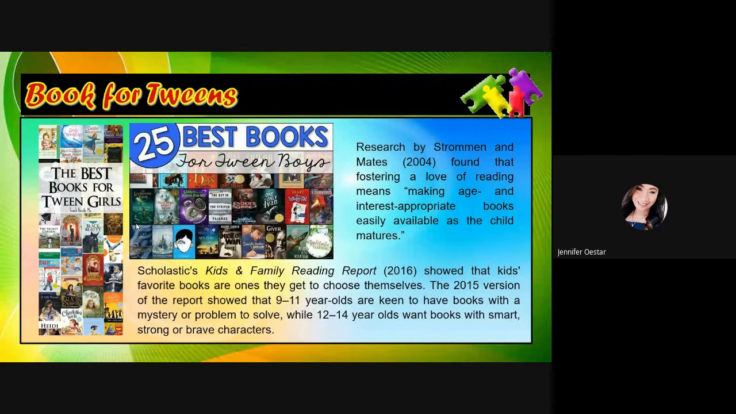Scholastic's Kids and Family Reading Report shows that kids' favorite books are ones they get to choose themselves. So it means that the child with that age, 9 to 12, must choose the kind of books they wanted. The 2015 version of the report showed that 9 to 11-year-olds are keen to have books with a mystery or problem to solve, while 12 to 14 years old want books with smart, strong, and brave characters. So when we give books, it is also good if we consider surveys or studies about their interest.